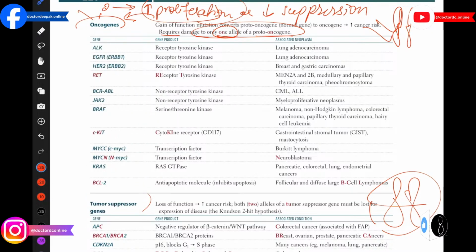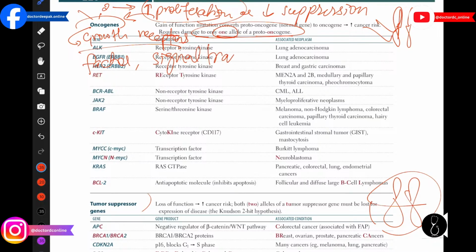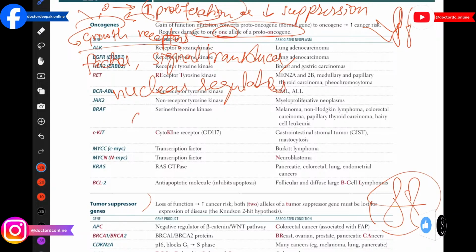We have these genes in our list, and you already know oncogenes act through some factors, okay? How can they cause cancer? By increasing growth receptors, growth factors, signal transducers, nuclear regulators, and cell cycle regulators.